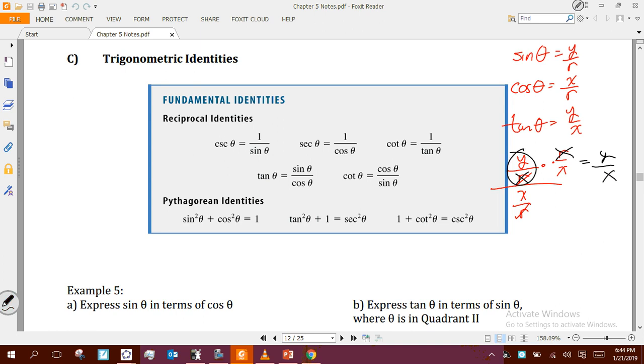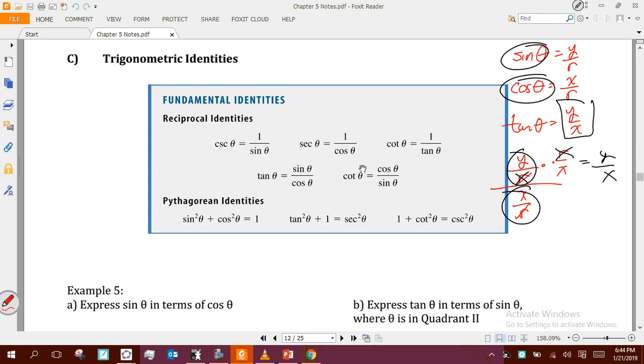Well, what was this? Y over r was sine. X over r was cosine. When I take sine divided by cosine, I get this thing here, which is tangent. So that's where this, we'll call this an identity. Tangent of theta is equal to sine of theta over cosine of theta. And then the reciprocal is true as well.